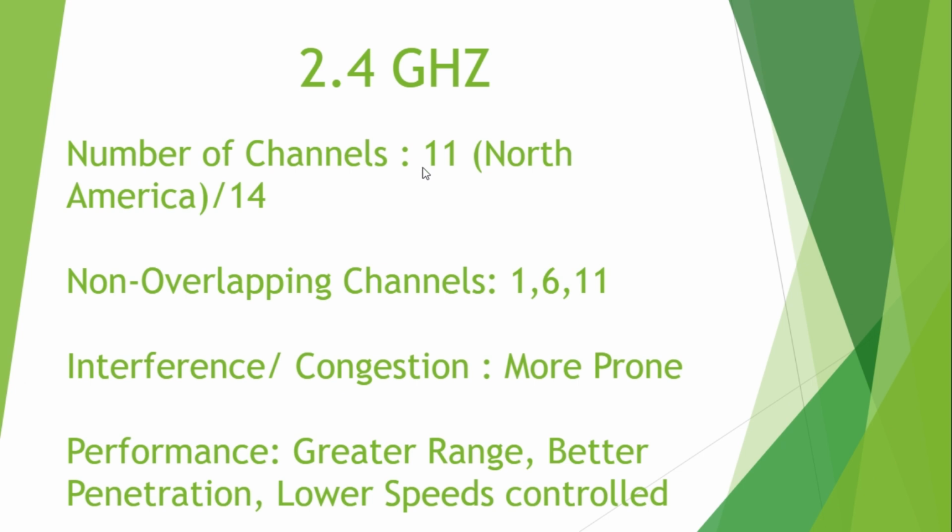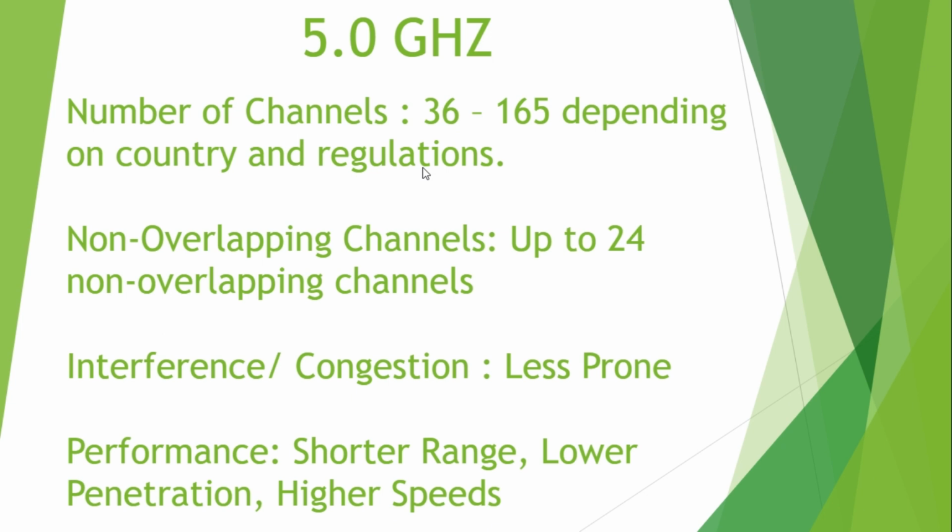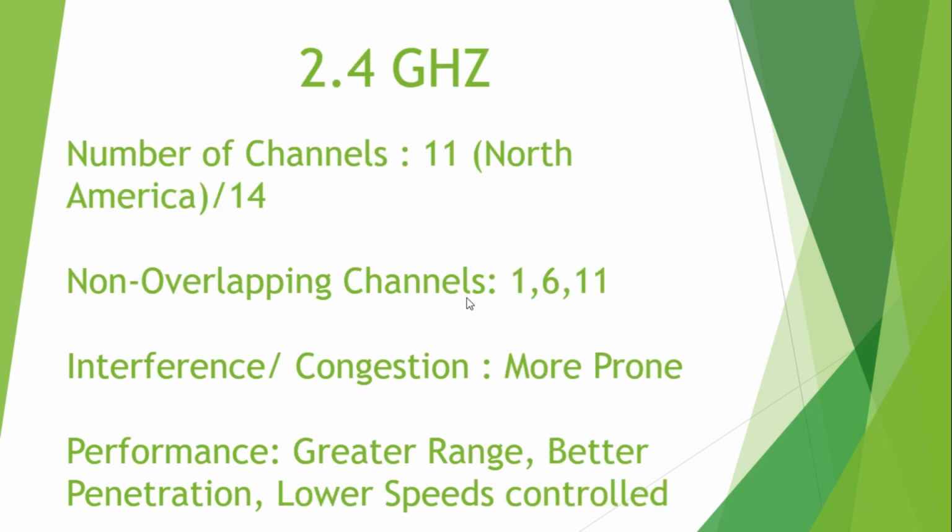What is the big difference between 2.4 and 5.0? I just gave you one. One of them is the non-overlapping channels. For 2.4, you're going to want to use 1, 6, and 11. In addition, there is a difference in performance: greater range, better penetration, lower speeds.